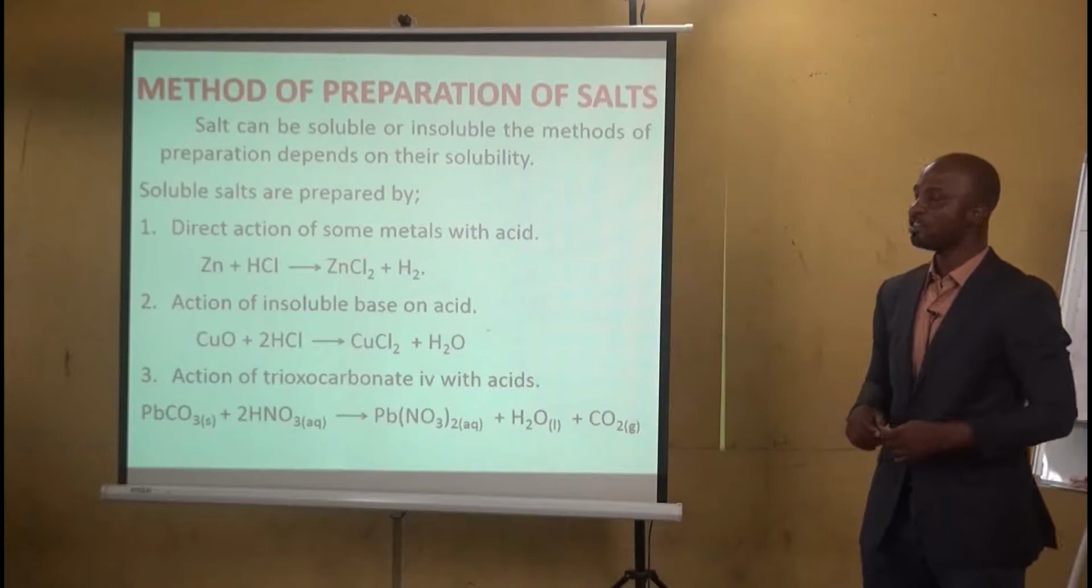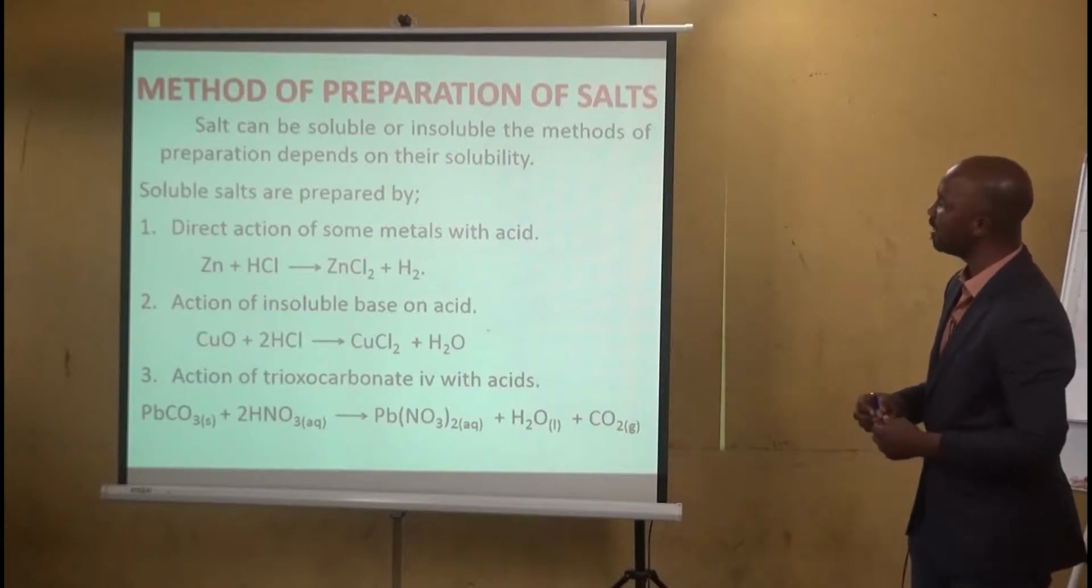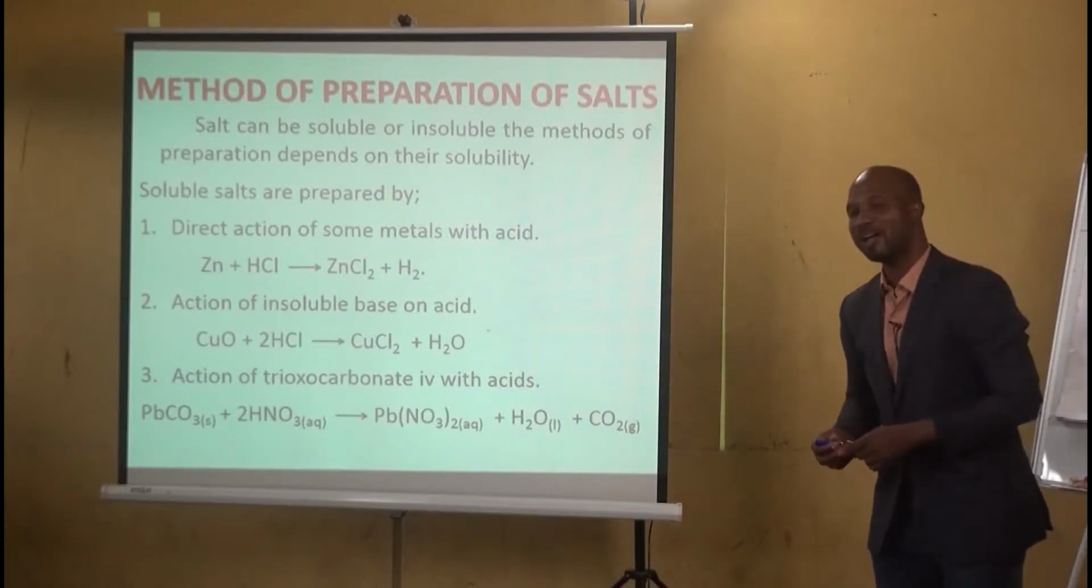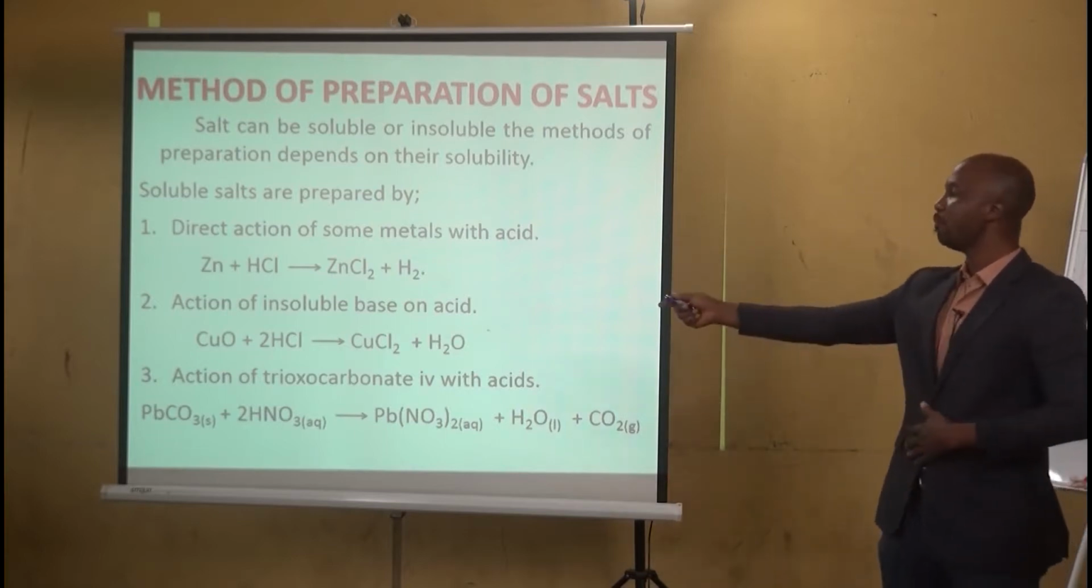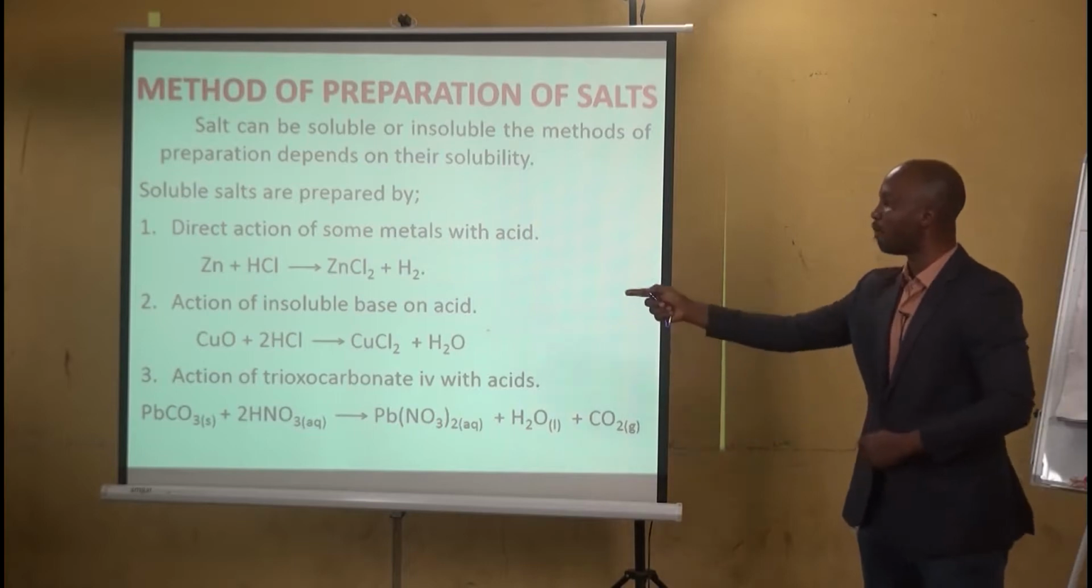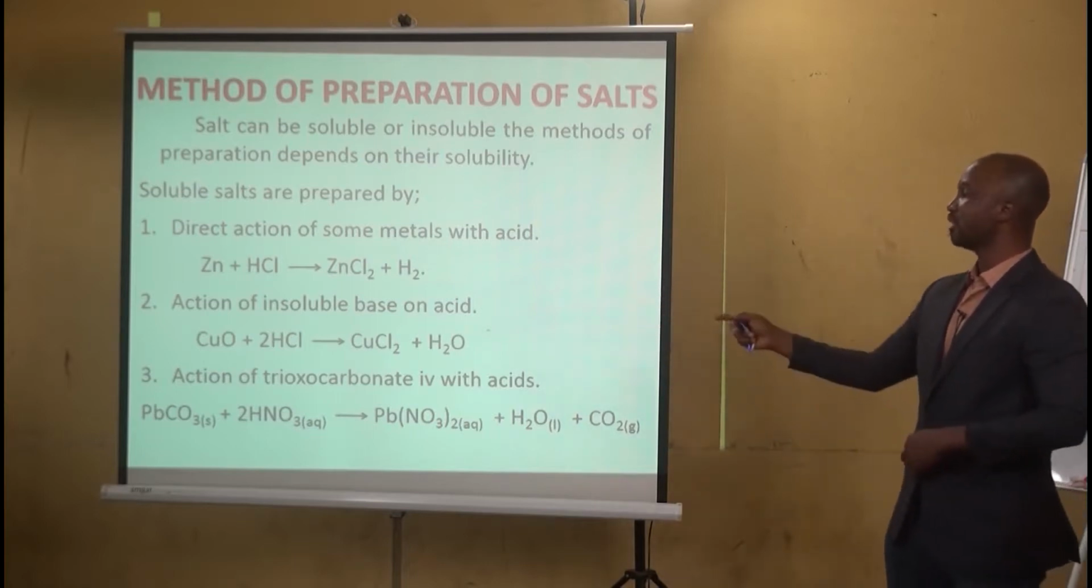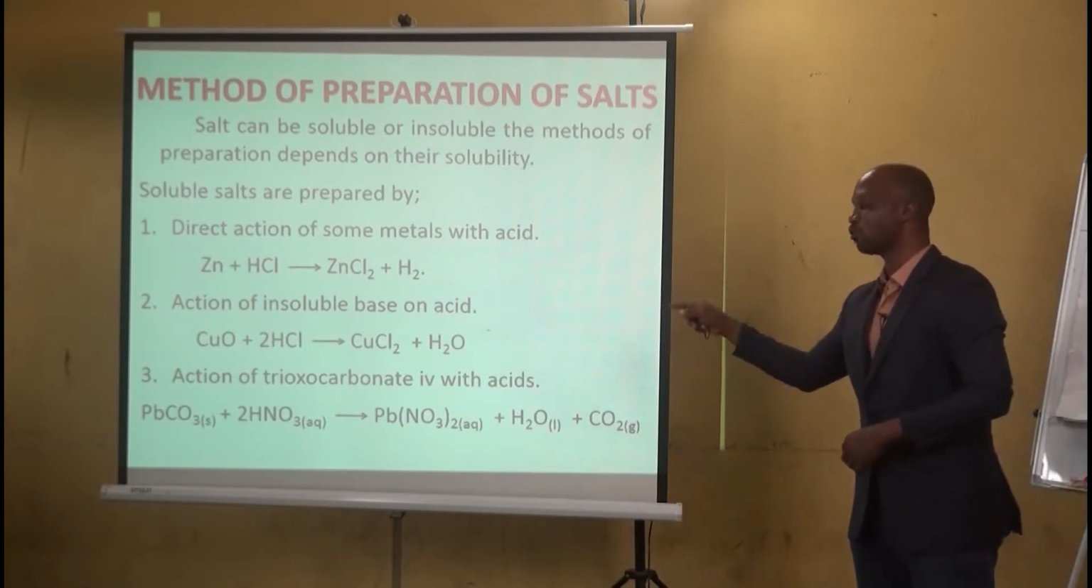Now the other one is action of insoluble base on acid. Remember in our last class we told you that base can be soluble and insoluble. An example is copper oxide. When you react copper oxide with hydrochloric acid, you will get a salt, copper chloride plus water.